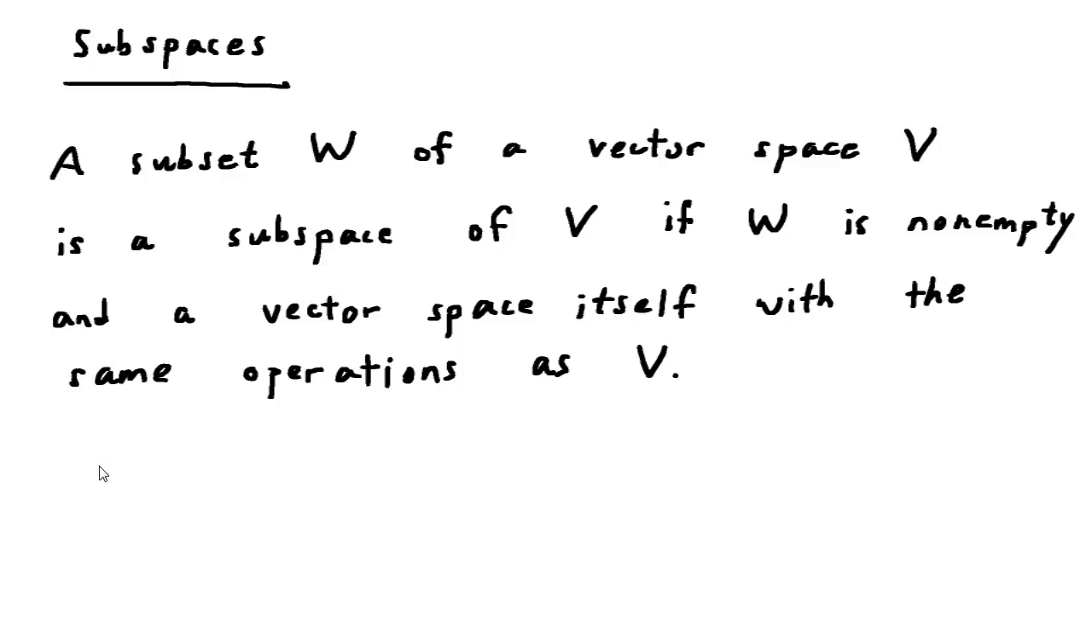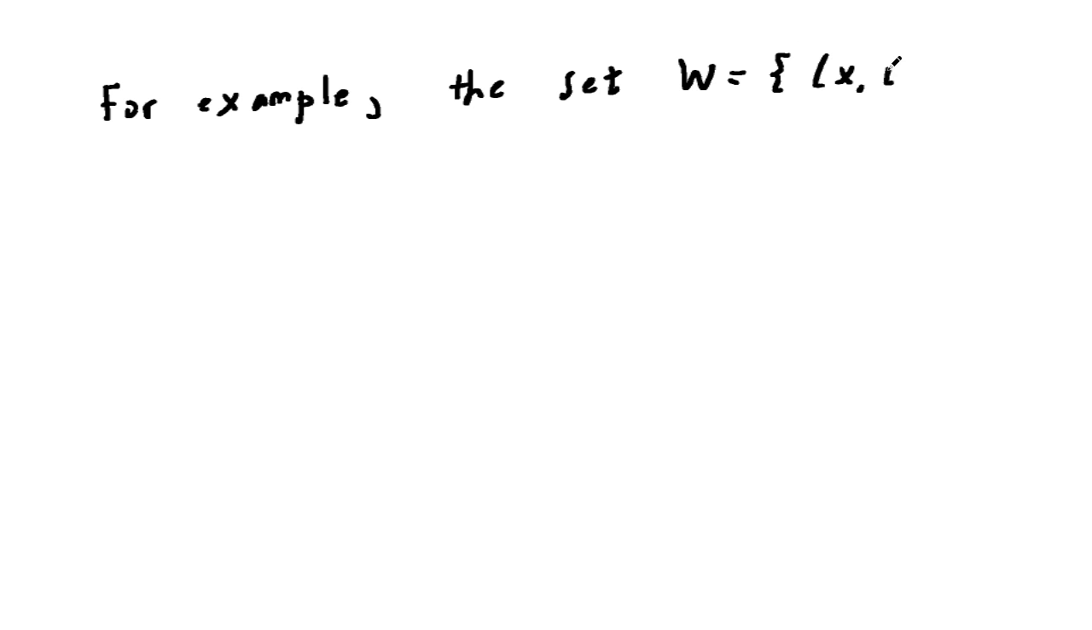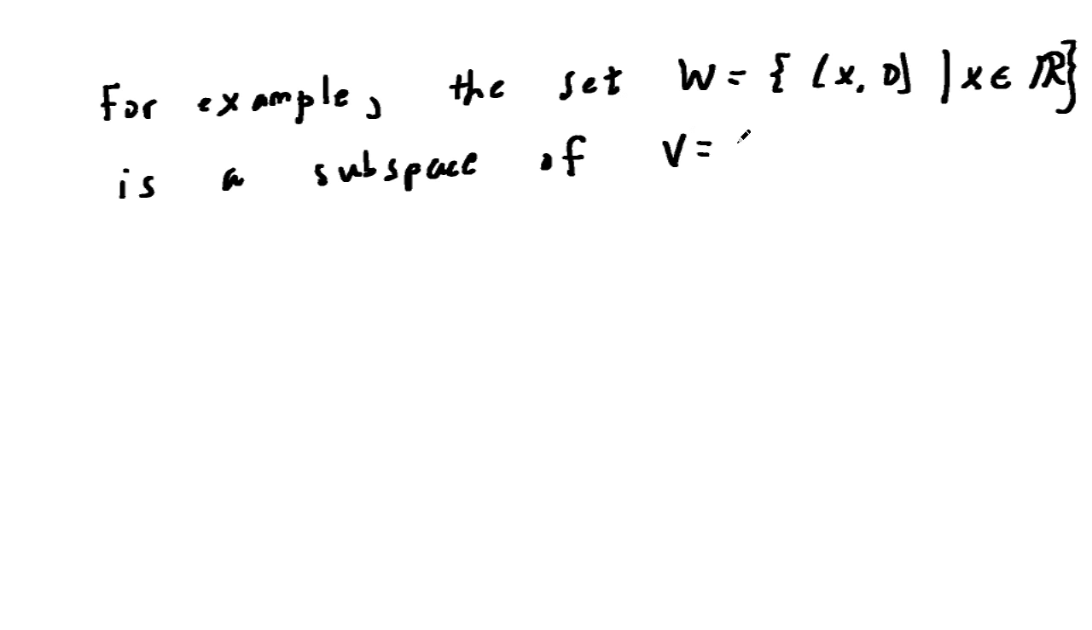In this section, we're going to look at subspaces. A subset W of a vector space V is a subspace of V if W is non-empty and a vector space itself with the same operations as V. For example, the set W given by the set of all pairs (x, 0), where x is real, is a subspace of V equals R2.